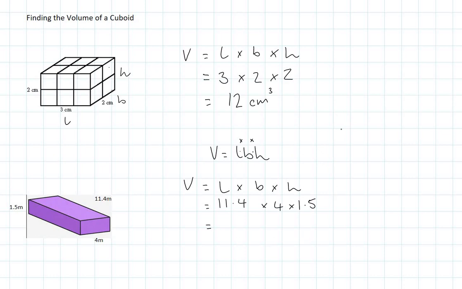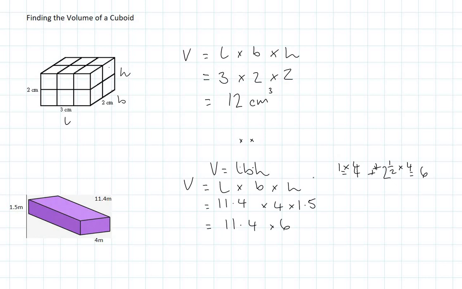So I'm maybe going to do this without doing the chimney sum. I've got 4 lots of 1.5. So it's like I've got 1 lot of 4, and I've got a half a lot of 4, 0.5 lots of 4. 1 lot of 4 is 4, half a lot of 4 is 2. Altogether I've got 6. So I've got 11.4 times 6.